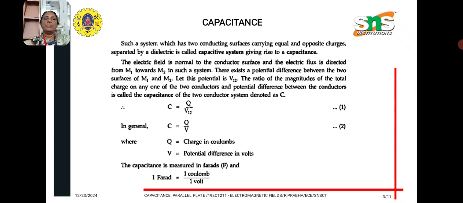The electric field is normal to the conducting surface, and the electric flux is directed from M1 towards M2 in such a system. So there exists a potential difference between the two surfaces of M1 and M2. Let this potential be V12. The ratio of the magnitude of the total charge on any one of the two conductors to the potential difference between the two conductors is called the capacitance of the two conductor system, denoted by C. The capacitance C is given by C equals Q by V12, or C equals Q by V. Here Q is charge in coulombs, V is potential difference in volts, and the capacitance is measured in farads, where 1 farad is 1 coulomb by 1 volt.